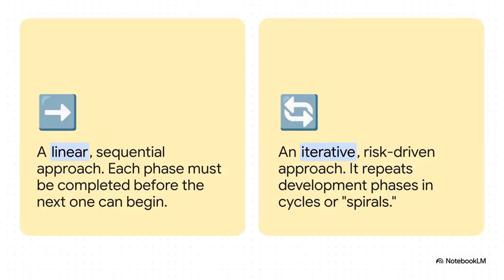Now, not everyone follows these steps in the exact same way. The classic waterfall model is like building that house. You finish the foundation completely before you start the framing. Each phase has to be done before the next one can begin. It's great when you know exactly what you want from the very beginning. But what if the project is huge and you know things are going to change? That's where something like the spiral model comes in. It's more iterative. You build a small piece, test it, learn from it, and then use that knowledge to start the next, bigger spiral. It's perfect for those massive, complex projects where you need to be flexible.